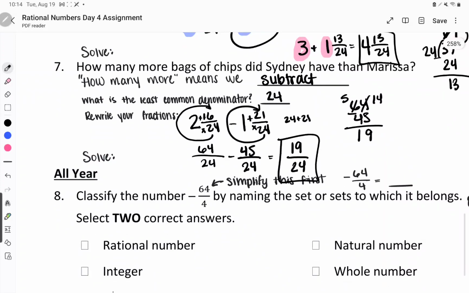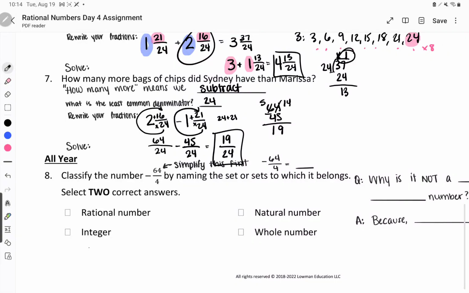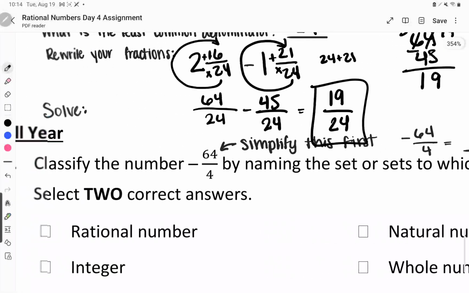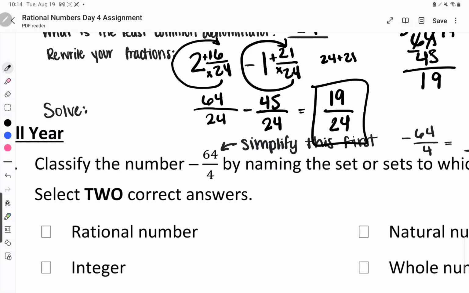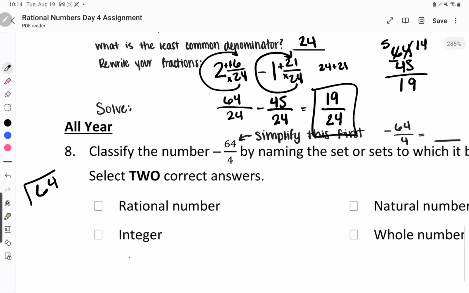All right, this one says classify the number negative 64 over 4 by naming the set or sets to which it belongs. Now, 64 can be divided by 4. But if you didn't know that, you could see that 64 and 4 are both divisible by 2. But I'm just going to show you 64 divided by 4. 4 goes into 6 one time. 1 times 4 is 4. Subtracting that gives me 2. Drop down my 4, and 4 goes into 24 6 times. So this right here equals negative 16.